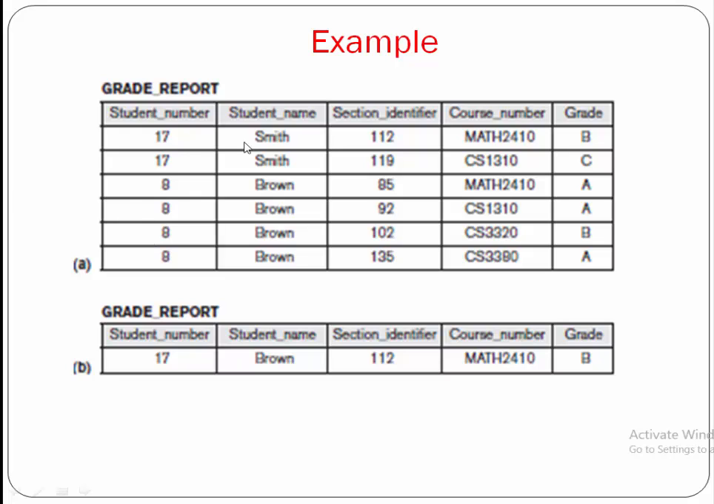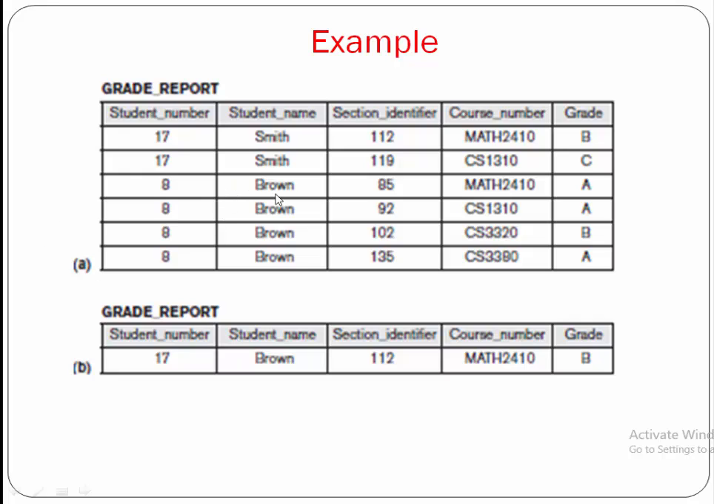See, in this grade report file, we are storing the student name and course name redundantly. See here, this is Smith, okay, and the course number is here, and the student number, okay. So all the data appears multiple times, okay. So what is the use of this redundant data?